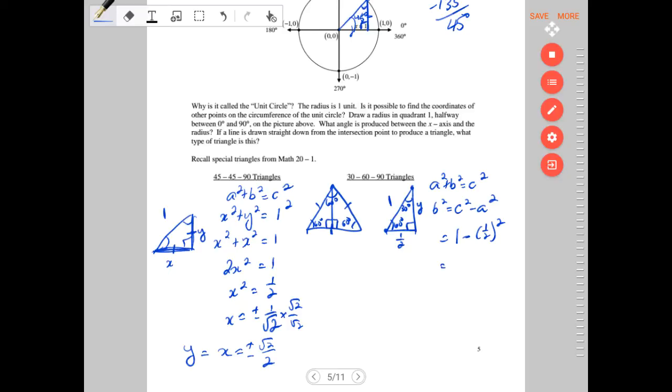A half squared is a quarter, because that's a half times a half. So that's 1 minus a fourth, or 3/4. 1 whole is 4/4. So that's b squared. To get b, I would square root both sides. I can't square root 3, so it has to stay under the root sign. But I can square root 4, and the square root of 4 is 2. So in this case then, y would be root 3 over 2, x is a half, and the radius is still 1. Okay, on to the next page.